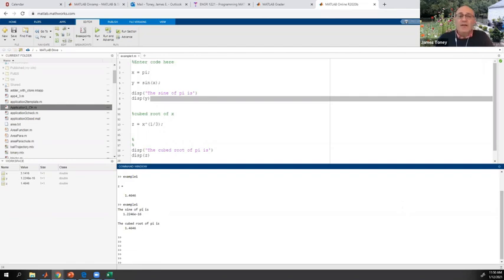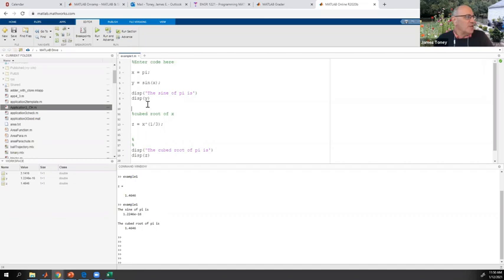Okay, now if you remember how to use fprintf from 1181, that's fine. Okay, we're saying for the first part of the class, you can use disp if you want, because it's simpler. But if you're comfortable with fprintf, you can use that too.